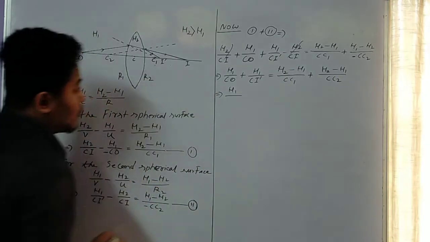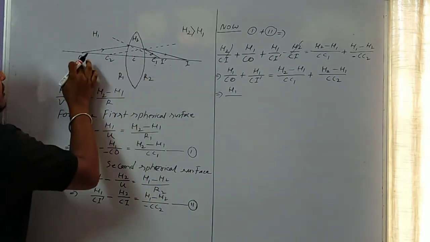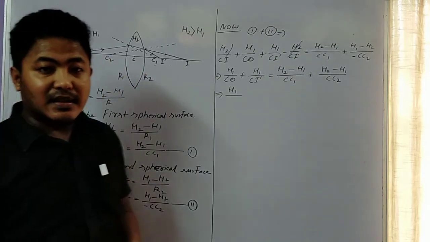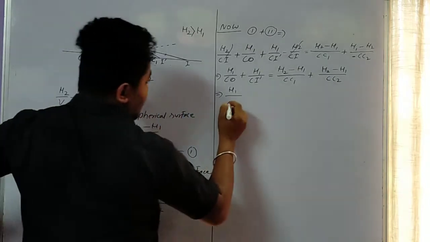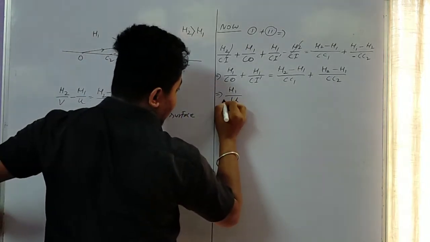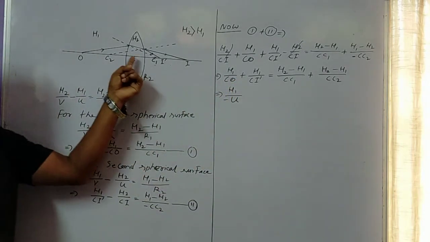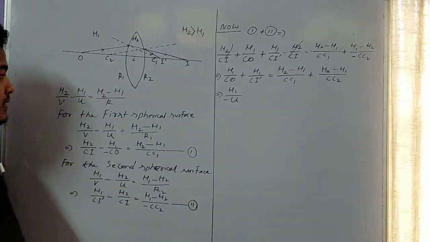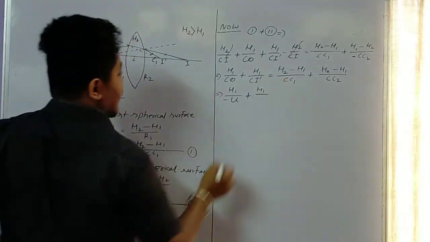Mu1, what is CO? You can see, this is your CO. CO is your object distance. Understand? This is object distance CO. So I'll write object distance U and it is going to be minus. CO is the object distance, in this case I have told you, so it is going to be minus. Plus, what is mu1 by CI dash?